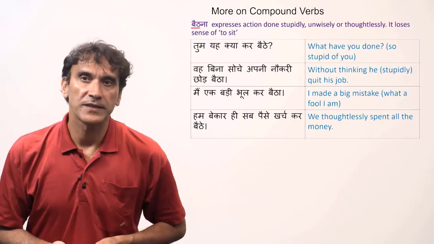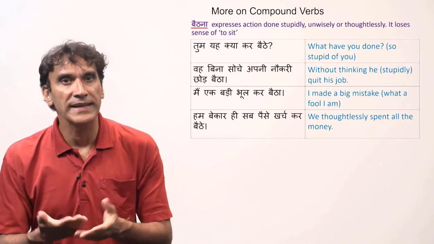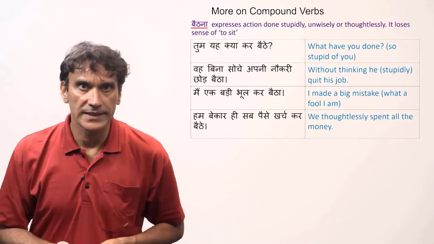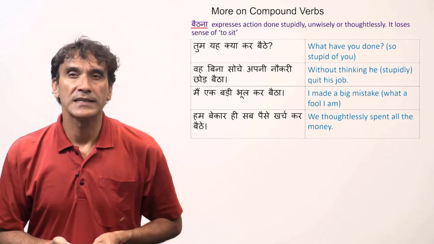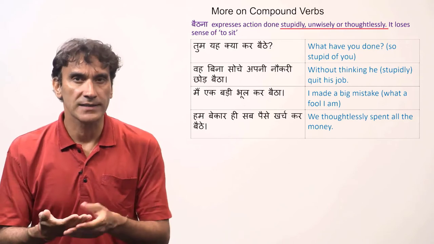The first modifier we take is baitna. It means to sit, but it loses this meaning completely. It has nothing to do with sitting. The modifier baitna gives a nuance of an action done stupidly, unwisely, thoughtlessly.